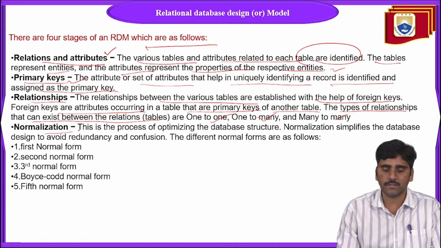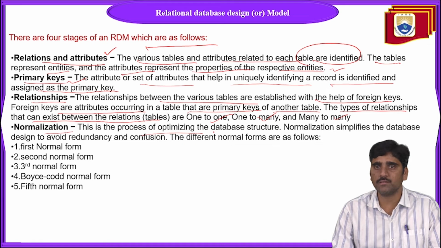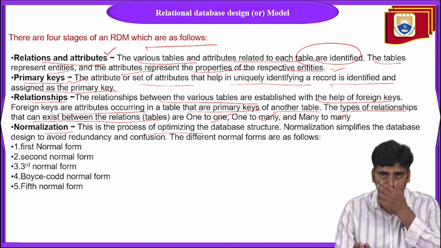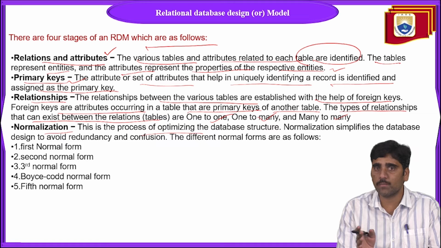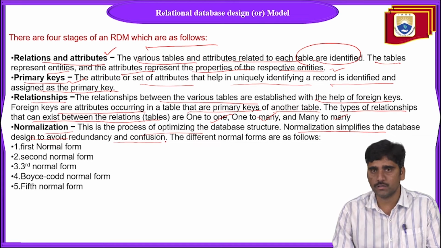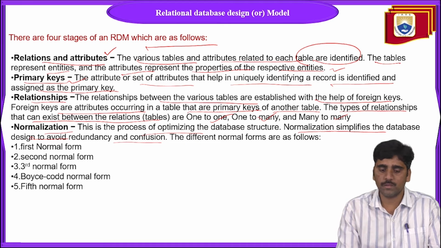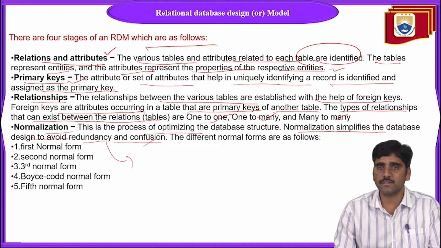Next one, normalization. So this is the process of optimizing the database structure. That means reducing the database structure. So we are going to use a model to reduce the database structure, reduce the complexity of the database also. So normalization simplifies the database design to avoid redundancy and confusion. That means redundancy is nothing but eliminating data duplicates and maintaining consistency also.